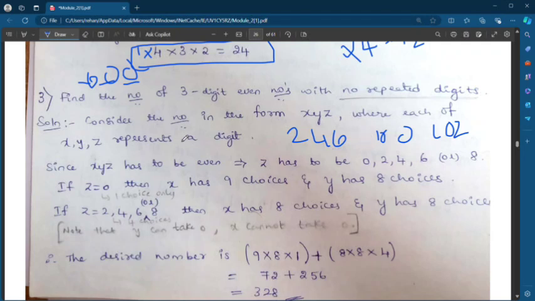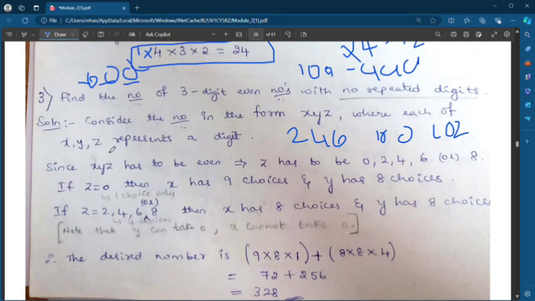Find the number of 3-digit even numbers we can make. The 3-digit possible numbers start from 100 to 999, right? In this, how many even numbers can I take, such that no digit repeats.